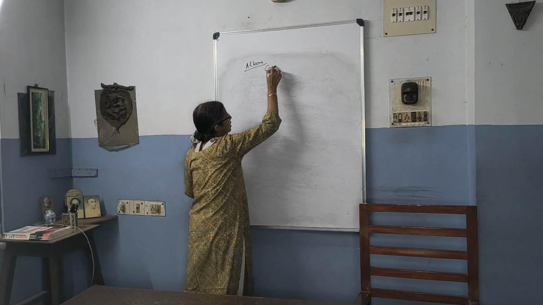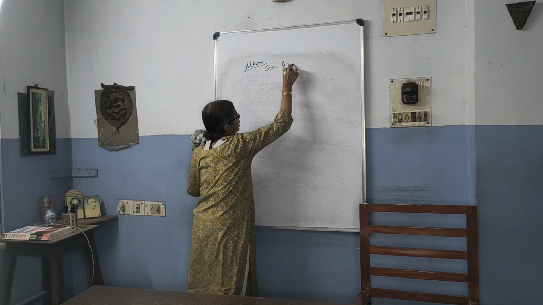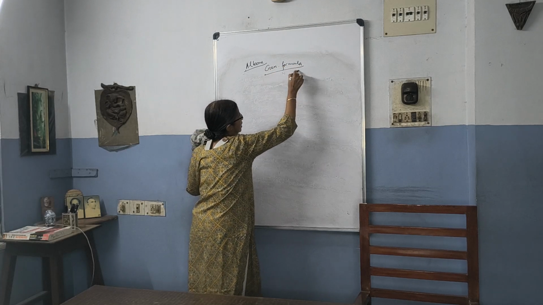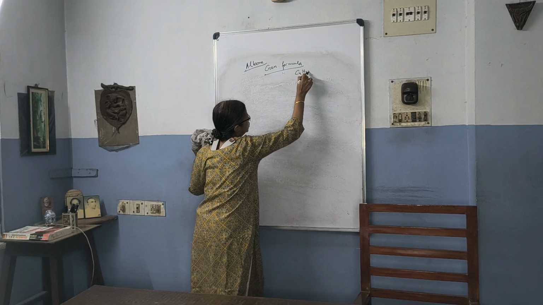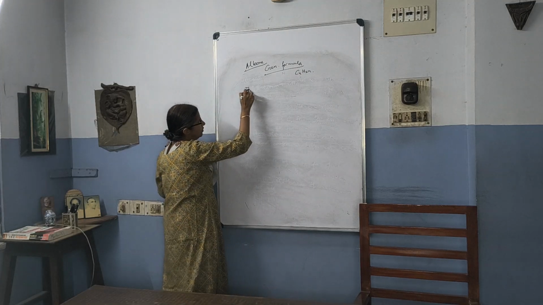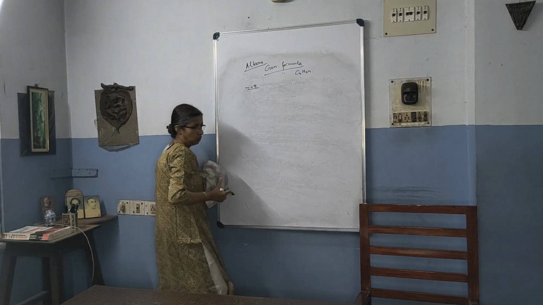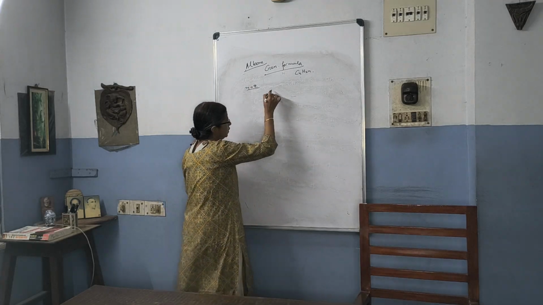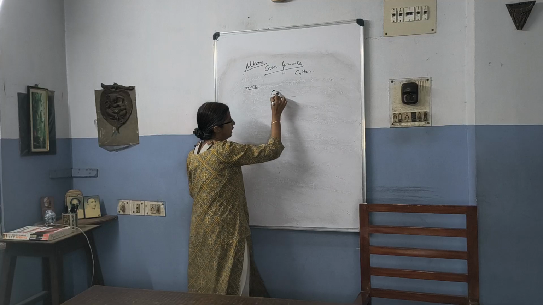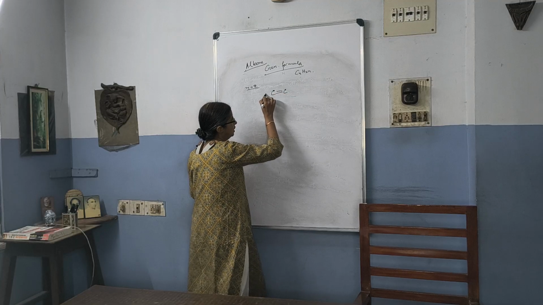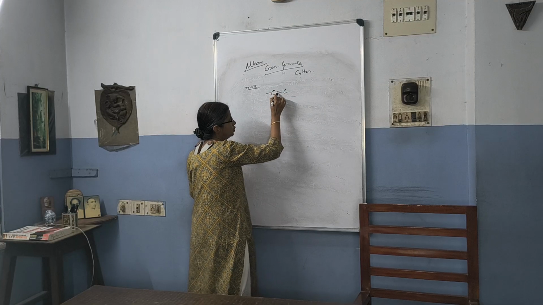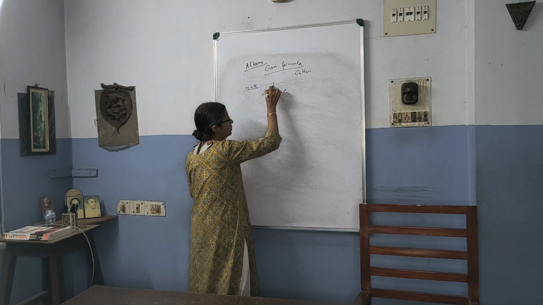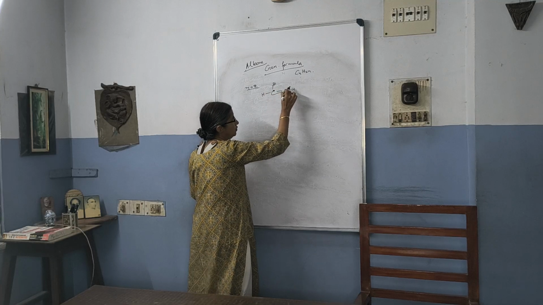General formula CnH2n. Now it will start with n is equal to 2. So C double bond C. So this carbon already has 2 bonds, so it will get 2 hydrogens. Now this also will get 2 hydrogens.